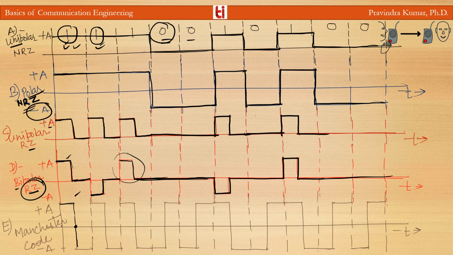So for the one the pulse is at plus A, and in the next half bit duration it will go to minus A, and for the bit 0, for the first half it is at level minus A, and it goes to plus A during the next half cycle. So there is high to low for the 1 and low to high for 0 representation for the Manchester encoding. So this is one kind of Manchester coding, as you can see on your screen.